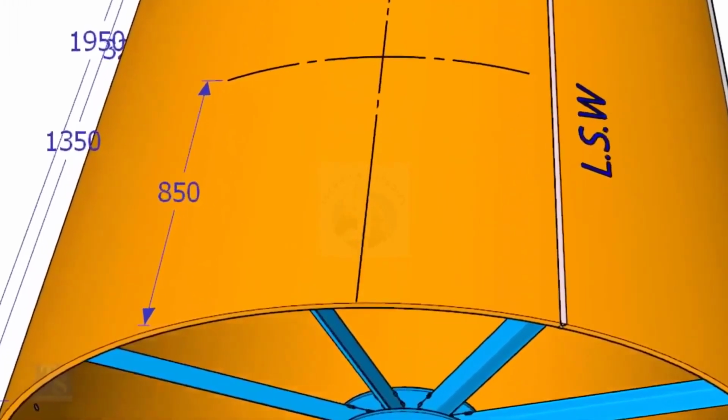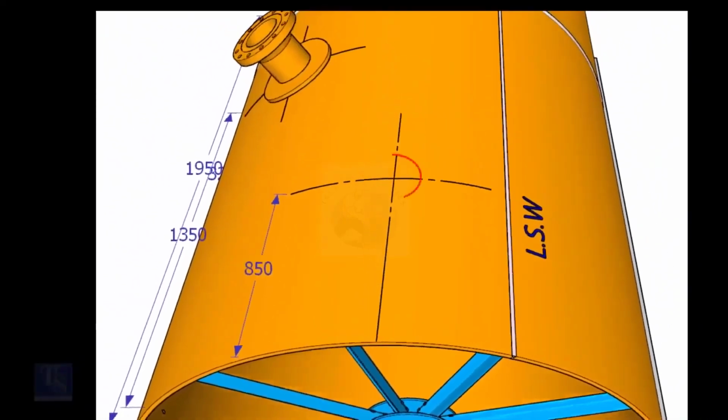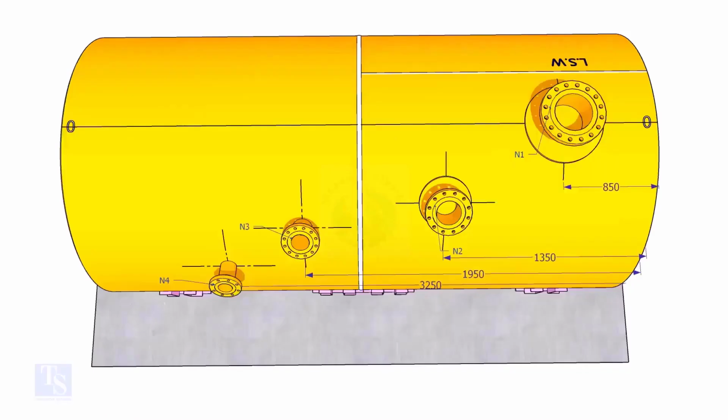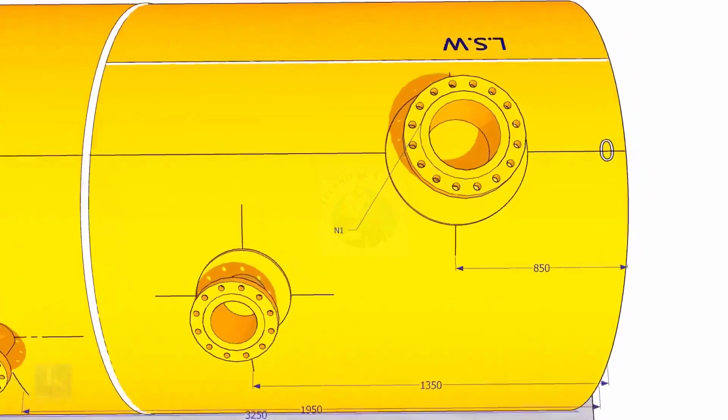Mark this distance on the end of the shell. Mark the same distance, roughly 850 millimeters away from the end of the shell, and draw a line. Now, mark 850 millimeters exactly on this line from the end of the shell as shown. This is the center of the nozzle N1. Extend the nozzle N1 center line up to the other end of the shell and mark it as 0 degree.